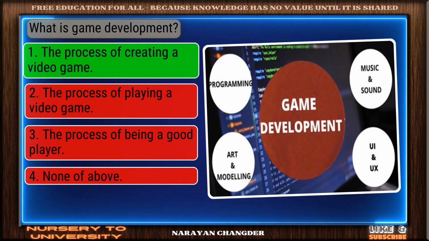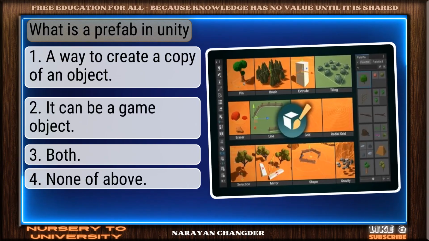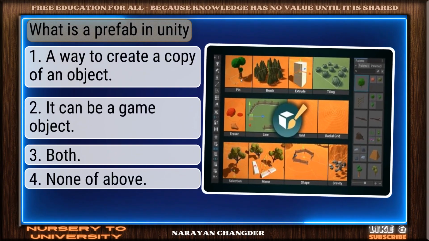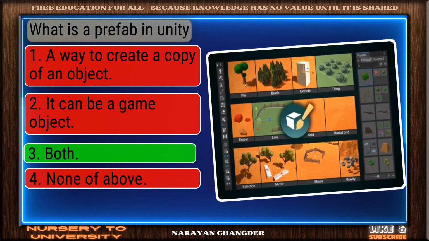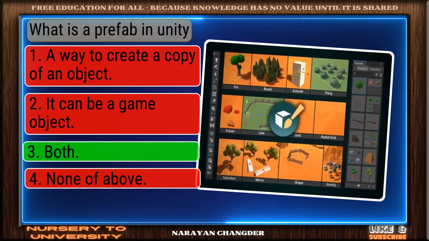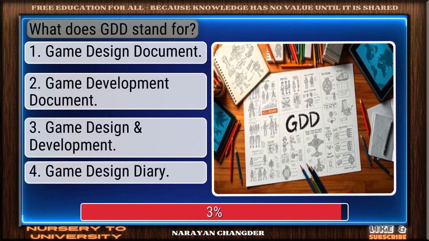Valid point. The process of creating a video game is true. Question number 72. What is a prefab in Unity? Great thinking. Both is the right choice. Question number 73. What does GDD stand for?